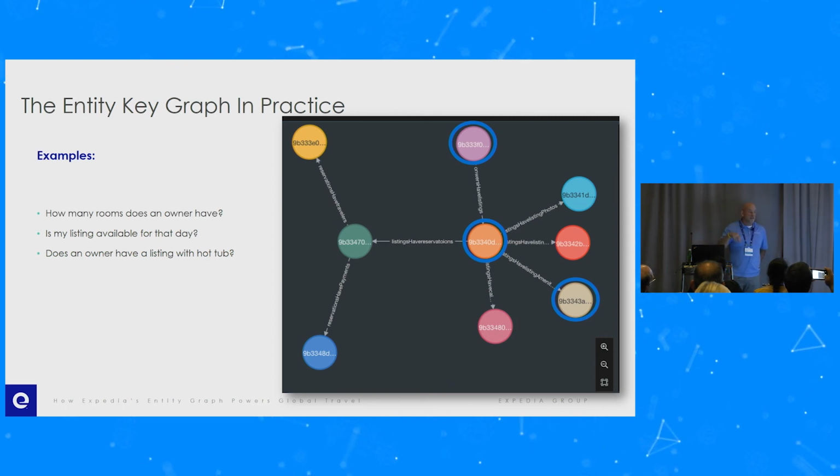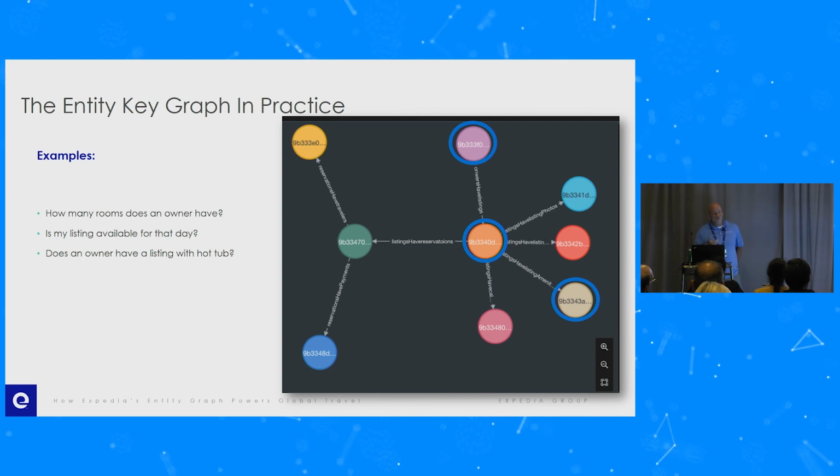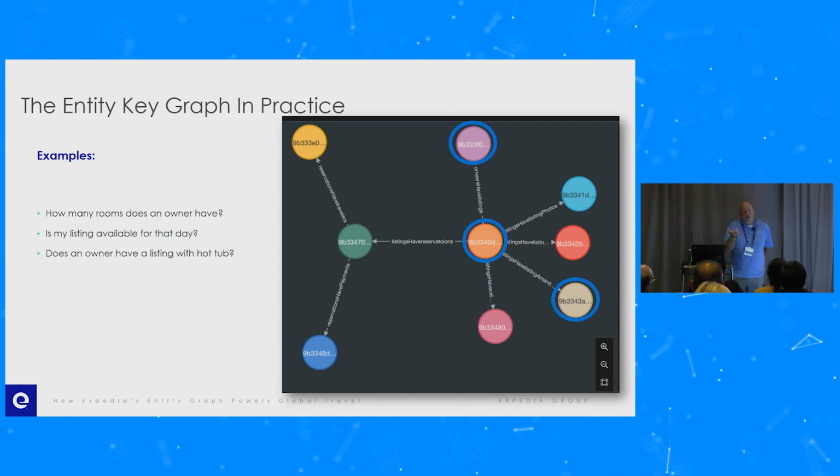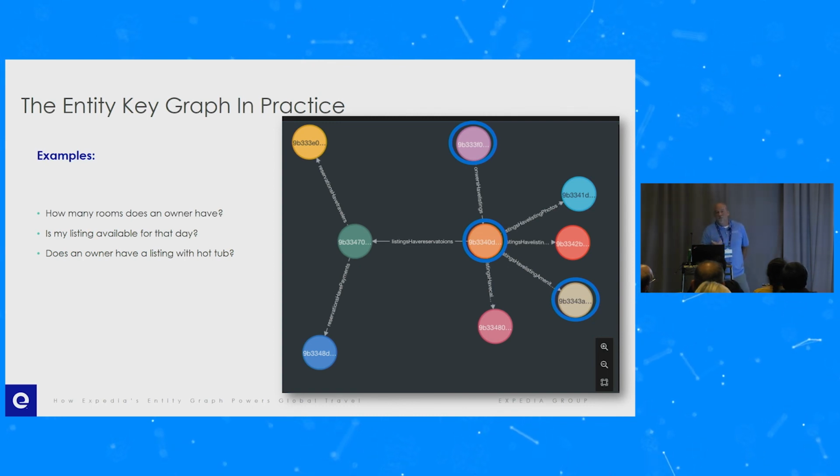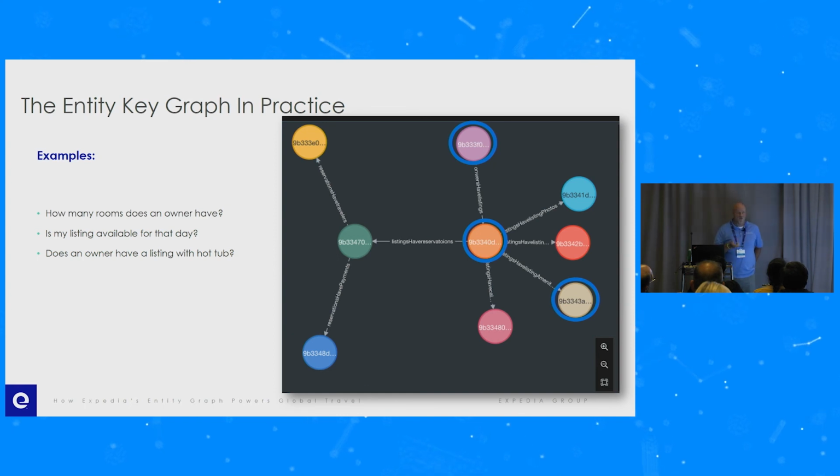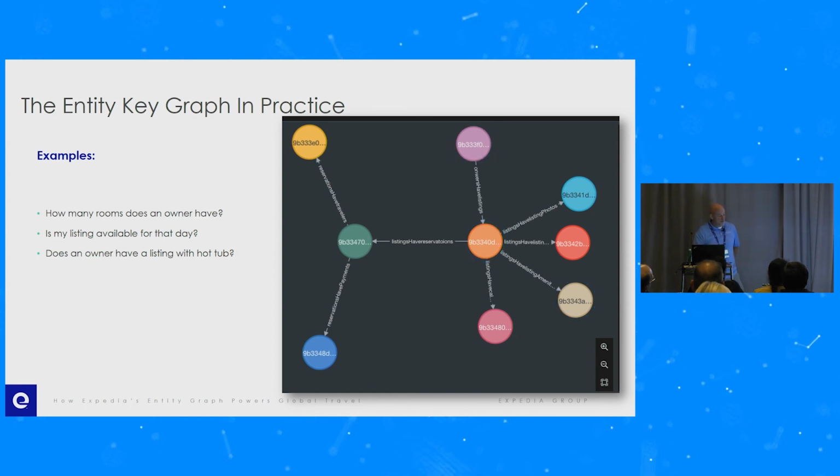Is that amenity piece, A, B, F, I don't remember, I made up stuff. Let's call it M. Is M there? Yes or no, true or false? Yes, I can do that analysis.